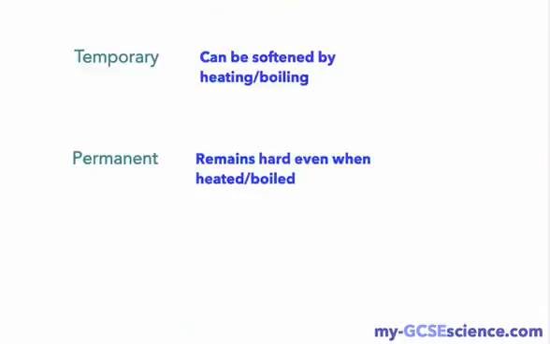One last thing that I want to cover really about hard water is that it can be either temporary hard water or permanent hard water. Temporary hard water, because of the kind of substances dissolved in it, the calcium compounds that are dissolved, can be softened by heating or boiling. In other words, the calcium ions can be removed and the water becomes soft, and that's done by heating or boiling it. But we also have permanent hard water, and the calcium compounds are slightly different, and they won't actually come out of the water when you heat it. So the water remains hard even when it's heated or boiled. So that's permanent hard water, and that's temporary hard water.